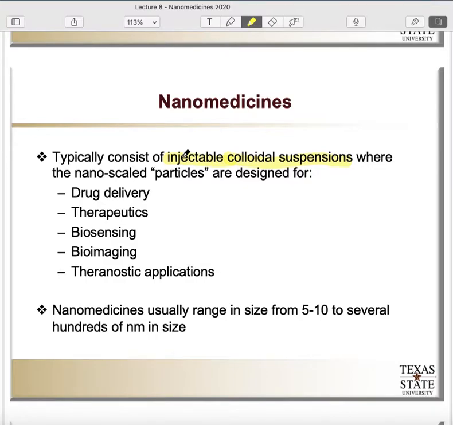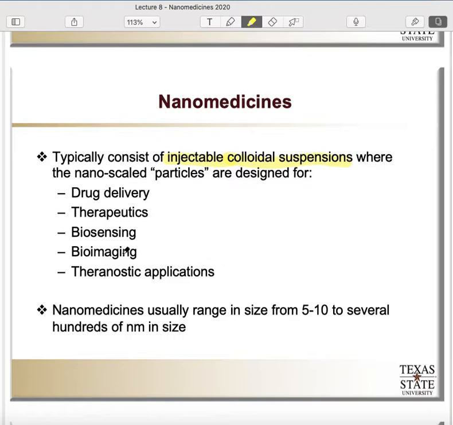Of course, we can also utilize nanomedicines in other contexts. For example, in biosensors or lab-on-a-chip systems, you might utilize particles that are part of a topography of another material, like for example, a nanocomposite, in which case a colloidal suspension might not be of relevance. But here we're really focusing mostly on injectable colloidal suspensions of those particles.